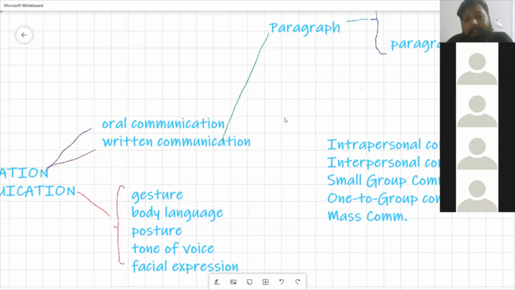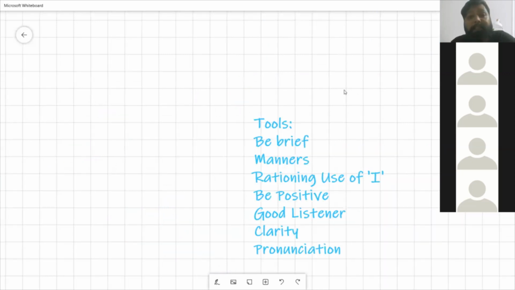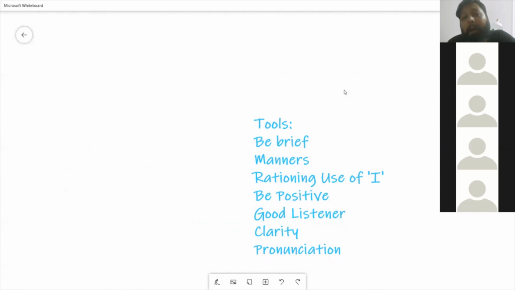The last thing that I want you to remember is how you can do away with the barriers that you face in your communication. And these are the tools that you can use to do away with the barriers. Why is it important to do away with the barriers? Simple, to get the communication to happen. If the communication will not happen, obviously my goals will not be met.